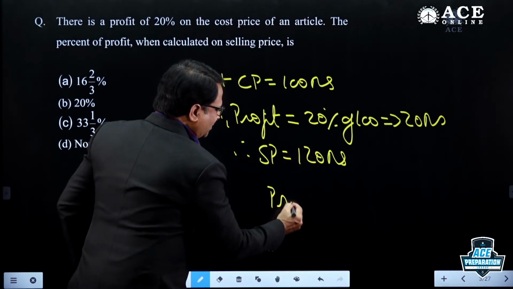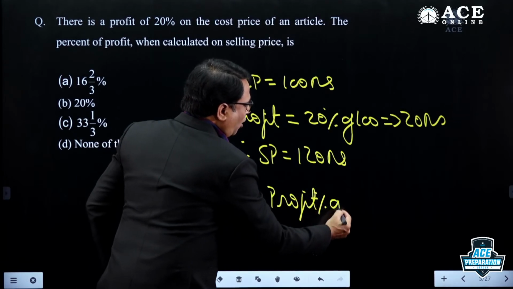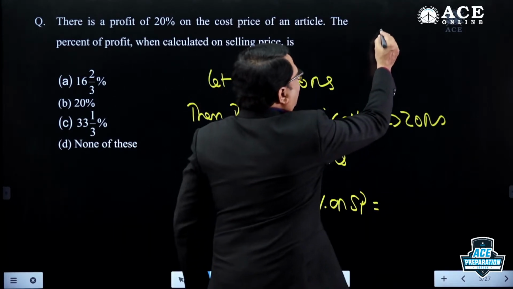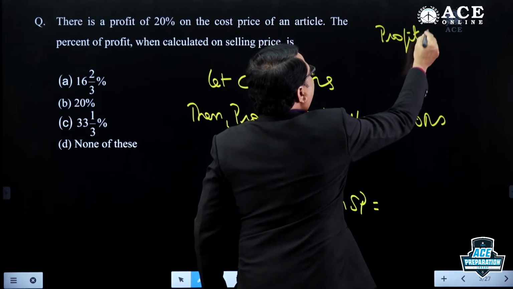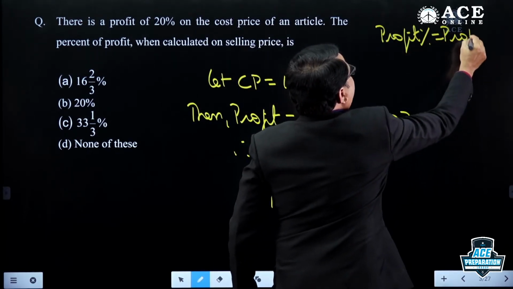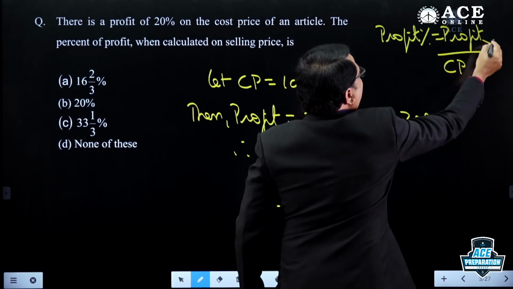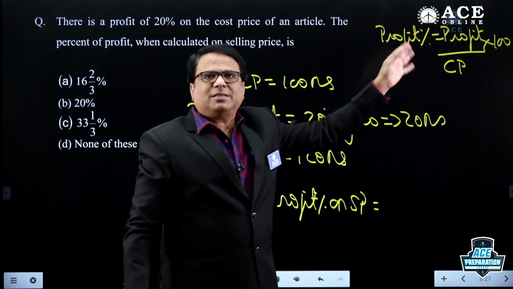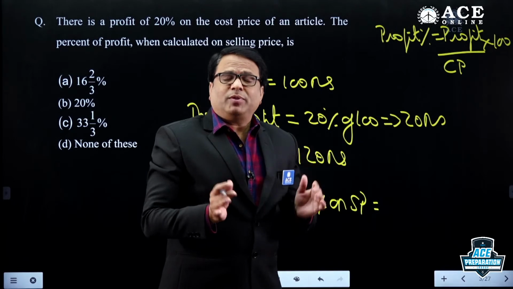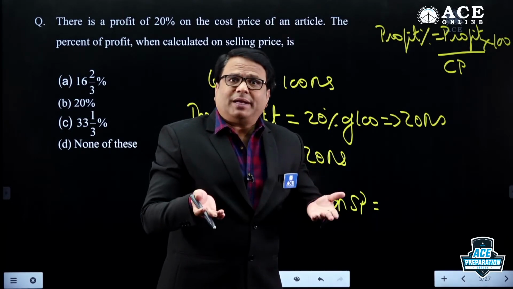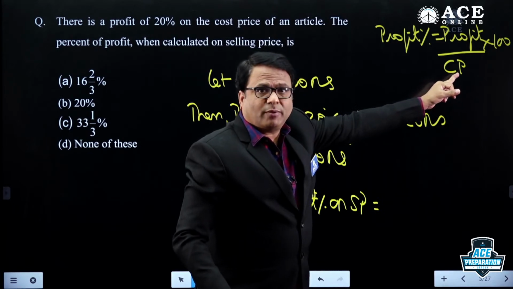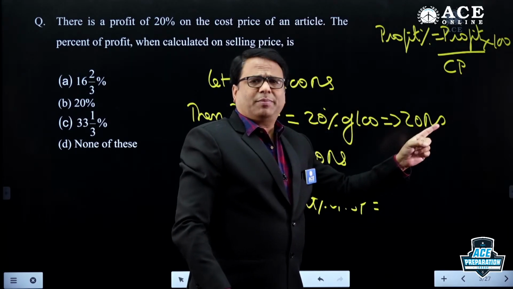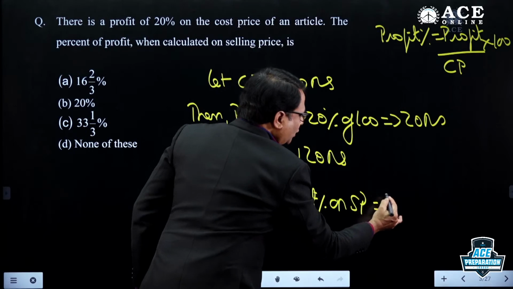So profit percent on selling price. I write it here specifically. Now, what is the formula for profit percent? Profit percent formula is profit by cost price into 100. But in the problem, we are asked to calculate profit on selling price. So in place of cost price, we have to substitute selling price, because it is specifically asked to calculate the profit on selling price. So I write profit is 20 rupees.